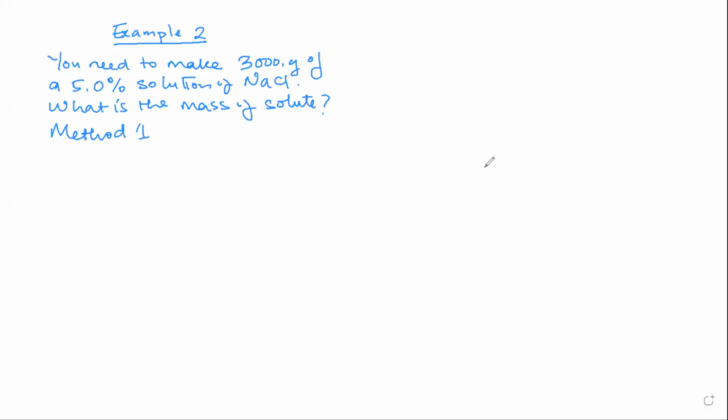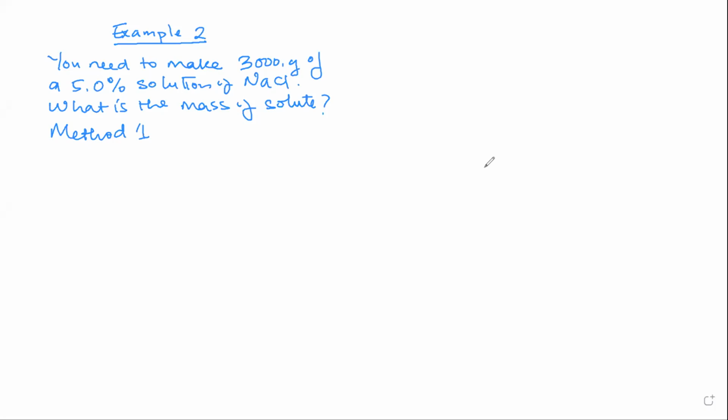Okay, you need to make 3,000 grams of a 5.0% solution of sodium chloride. What is the mass of solute? This question, the 5% is mass over mass. There are two ways of solving this problem. I will do both of them.